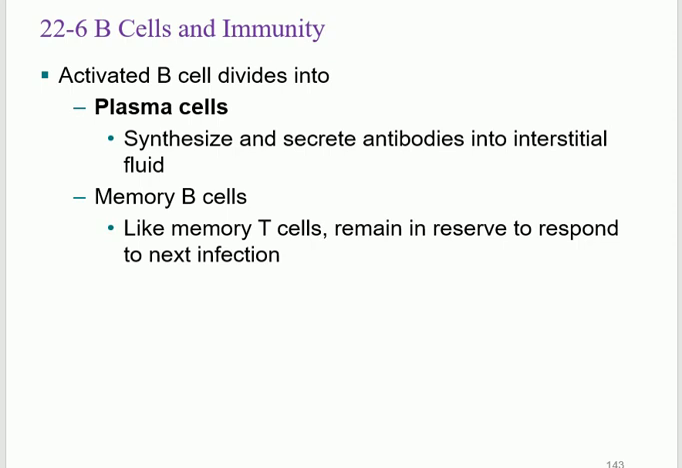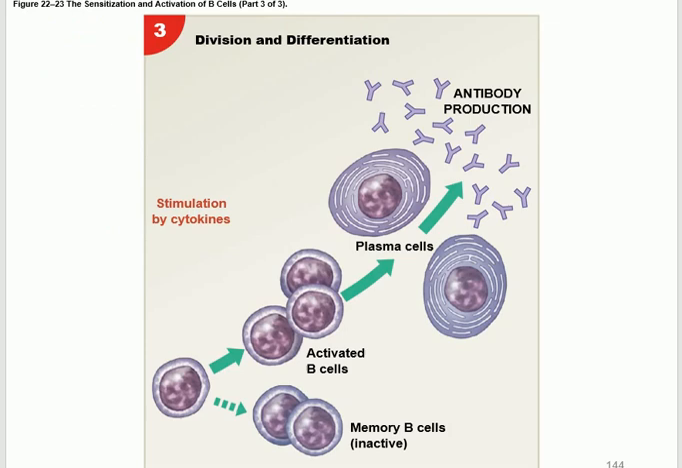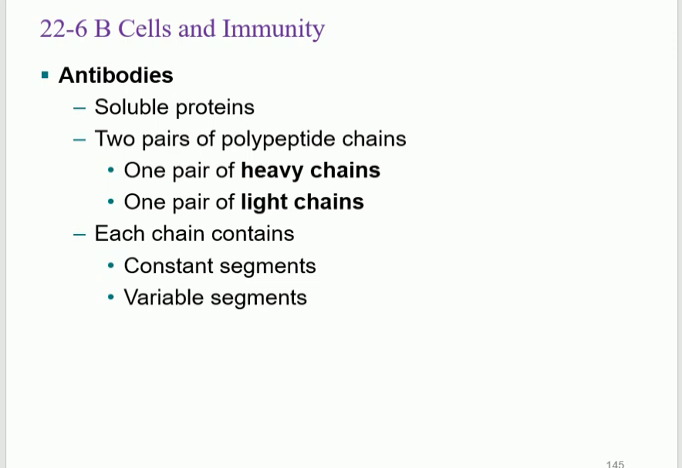Antibodies. The antibodies that the activated B cells, which are called plasma cells, secrete. What's the nature of these antibodies? Which plasma protein is it? Does anybody remember? Globulin. What type specifically for globulin? Immunoglobulin. Excellent. Yes, immunoglobulin. So antibodies are immunoglobulins.